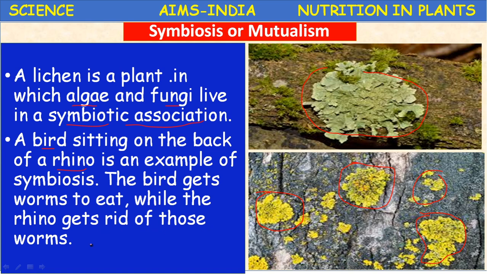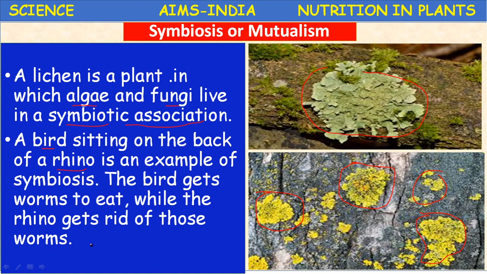Actually, some parasites grow on the rhinoceros, some worms are there. They suck the blood from the rhino. So these birds will eat those worms. Indirectly, the rhino is getting benefit from the bird. So the rhino allows that bird to sit on its back. Here this kind of association is called symbiosis.